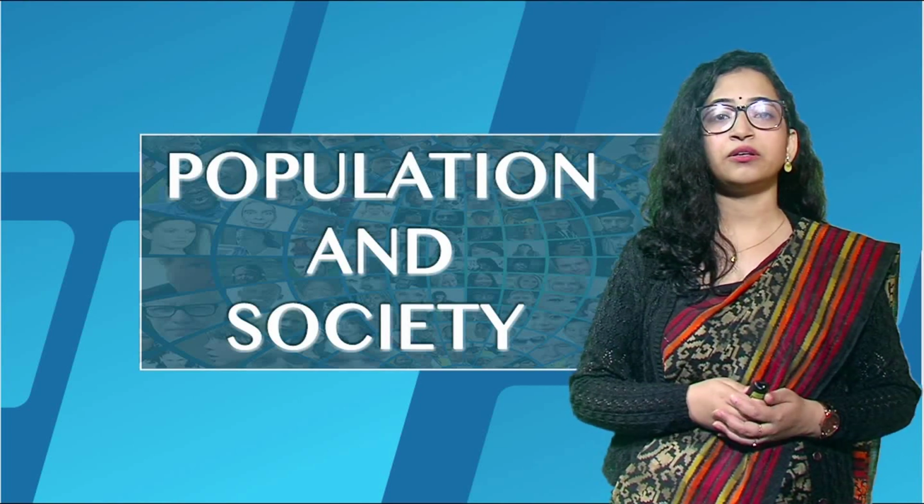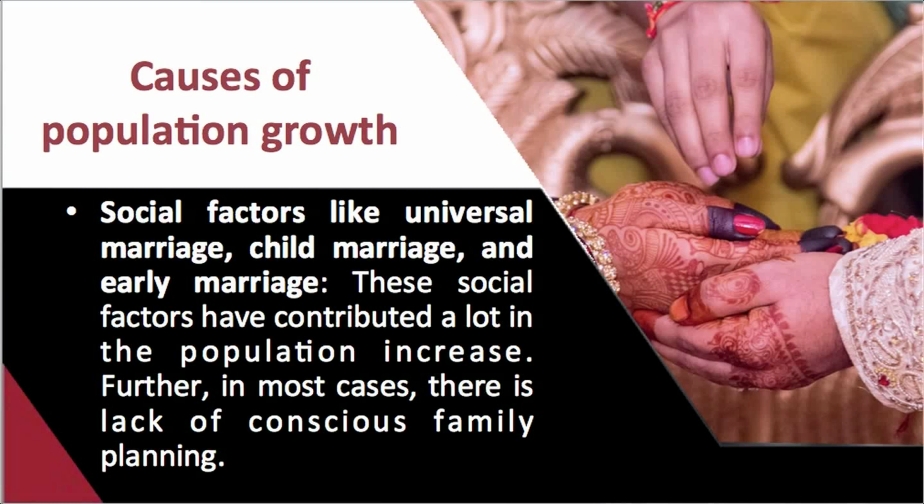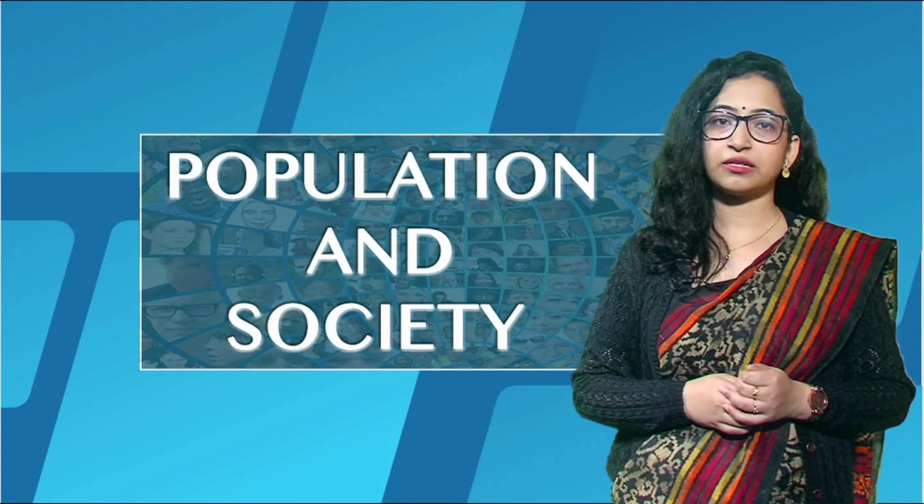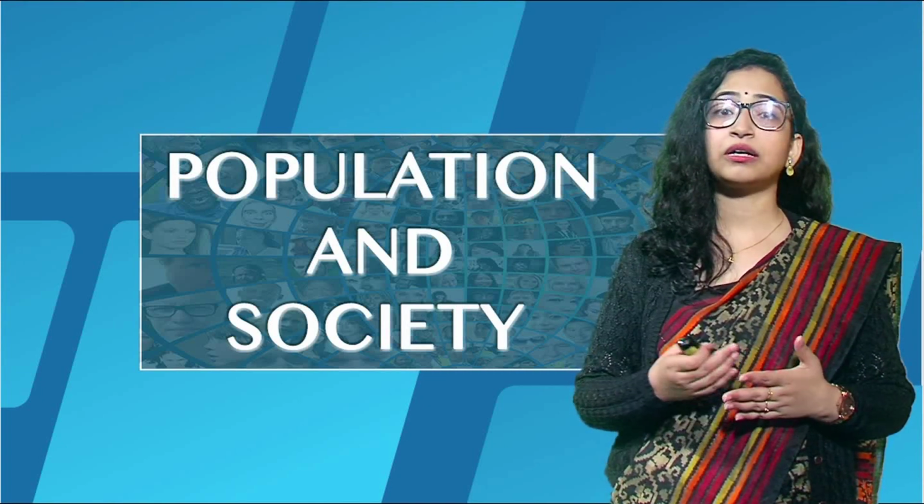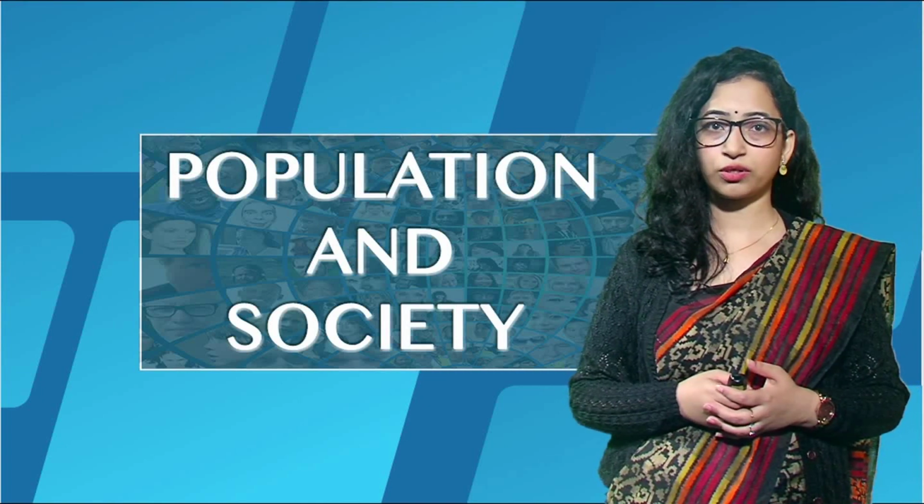Then the other factors are social factors like universal marriage, child marriage and early marriage. These social factors have contributed a lot in the population increase. Indian traditional system prescribes marriage as a social obligation. Further, in most cases, there is also a lack of conscious family planning. Now, after going through the causes, we now come to understand what are the consequences of population growth.